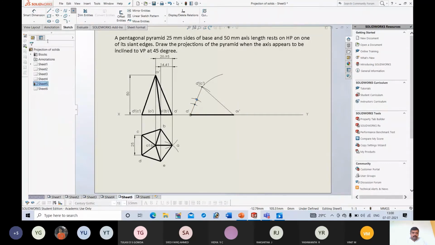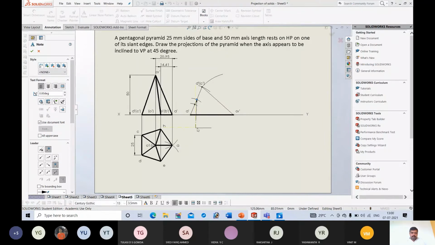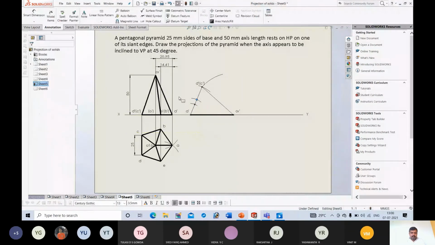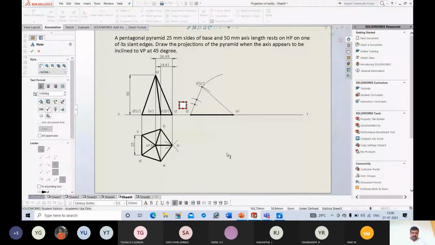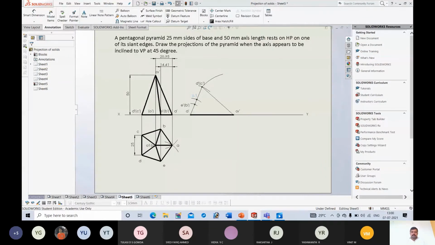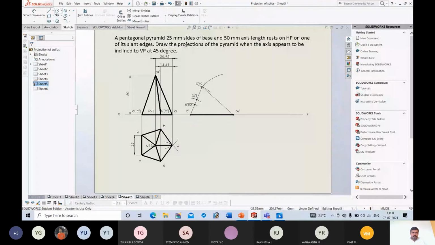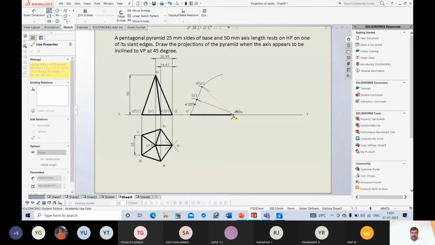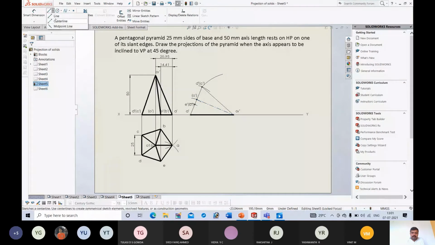Okay, next, I will name these points. So this is E dash, B dash, and this is O dash. Next, I will connect these points to the apex. So this will be the axis line, and I will make it a thin chain dash line.